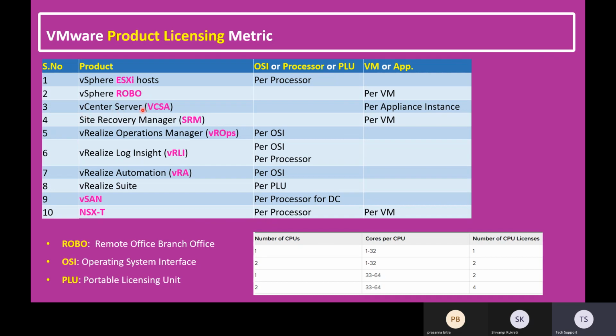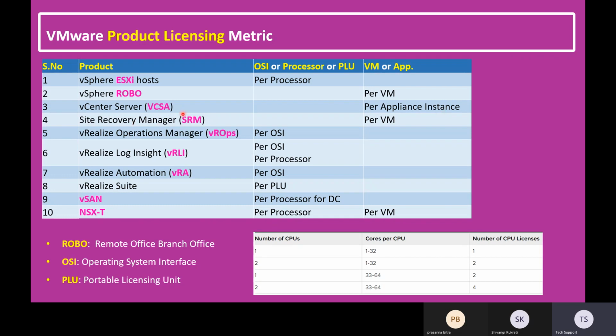And vCenter Server, we can also call it VCSA, vCenter Server Appliance. For an appliance, the license mechanism is always either per VM basis or per appliance basis. vCenter is an appliance only, so it is per appliance instance. One instance, we need one license. Multiple instances, we need multiple instance licenses.